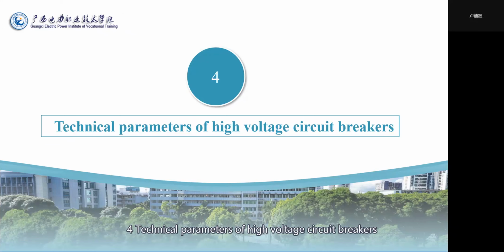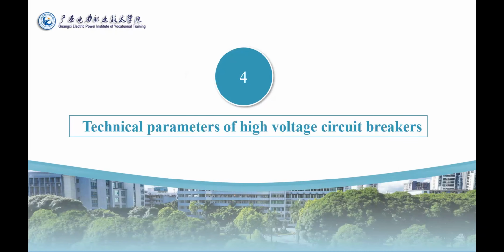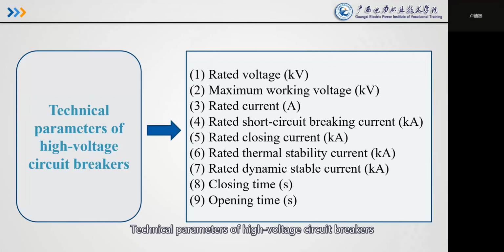Four, technical parameter of high voltage circuit breaker. 1. Rated voltage. 2. Maximum working voltage. 3. Rated current. 4. Rated short circuit breaking current. 5. Rated closing current. 6. Rated terminal stability current. 7. Rated dynamic stable current. 8. Closing time. 9. Opening time.